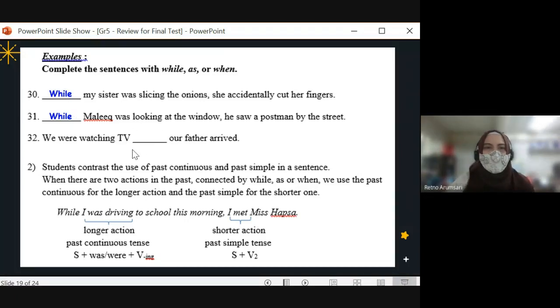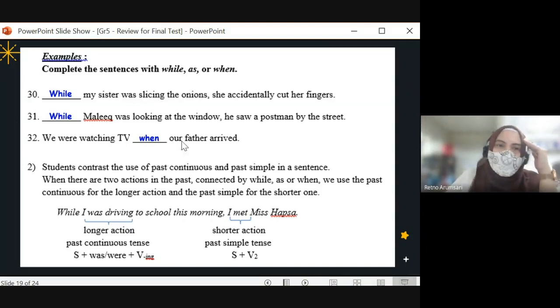But if the gap is in the middle of a sentence like this, what do you choose? 5D. When. Yes, that's right. That's easy, right? While, as, this one is when. Always like that. Okay? In grade 5, yeah. There are more patterns when you learn English later on, but for grade 5 now, this is the pattern that we use. Okay, 5D.